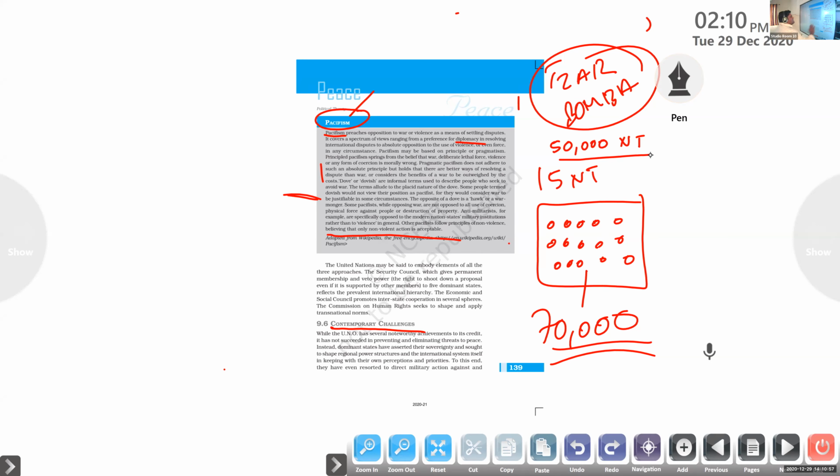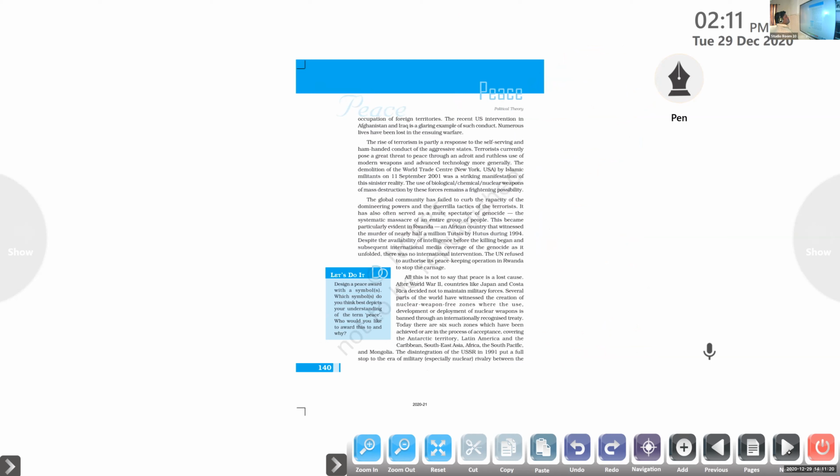Okay, so UN is unable to solve such problems between these big powers. They are unable to control them. Instead, dominant states have asserted their sovereignty and sought to shape regional power structure and the international system itself in keeping with their own perception and priorities. To this end, they have even resorted to direct military action against the occupation of foreign territories. The recent US intervention in Afghanistan and Iraq is a glaring example of such conduct. Numerous lives have been lost in that ensuing warfare, right?